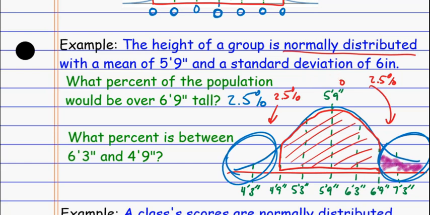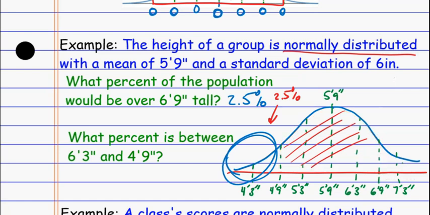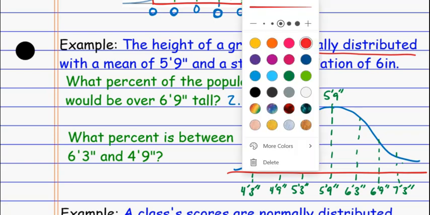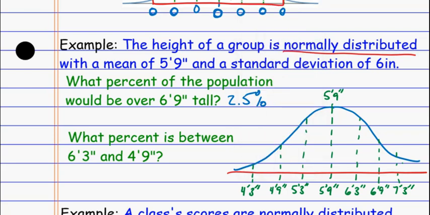If I look at the next one, let me clear out some of this stuff. So it says, we want to know what percent is going to be between the 6 foot 3 inches and the 4 foot 9 inches. And so this time we're kind of putting ourselves in the middle of all this stuff. So the 4 foot 9 inches is right here, and the 6'3" is right here. So we want to know what percent of the data is this right here.